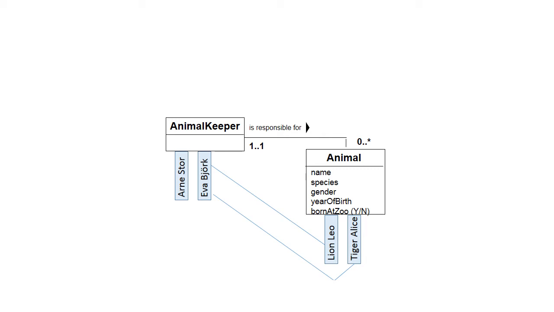We can see that Arne Stor is not responsible for any animal, and that's okay since the minimum value of the multiplicity is 0, meaning that one animal keeper object does not have to have a link to an animal object. And the maximum value, many, represented as a star, shows that one animal keeper object can be related to several animal objects.